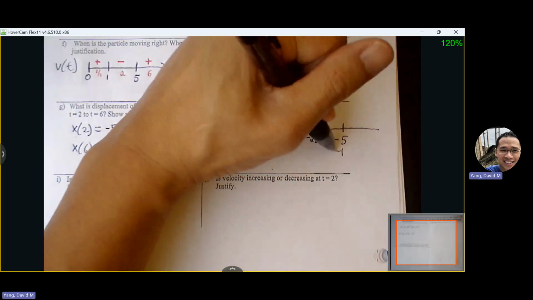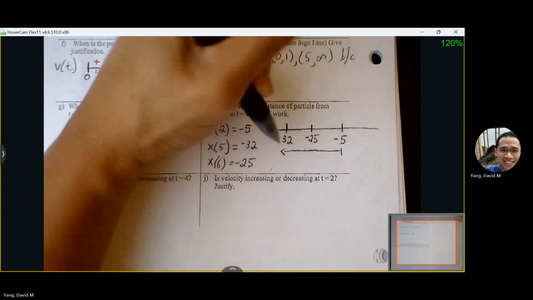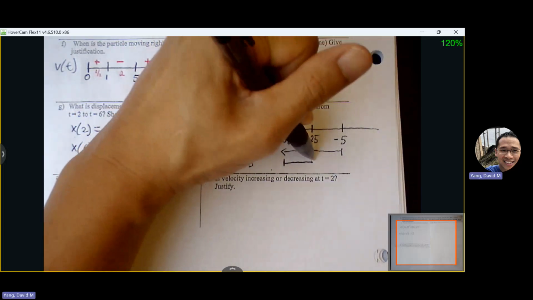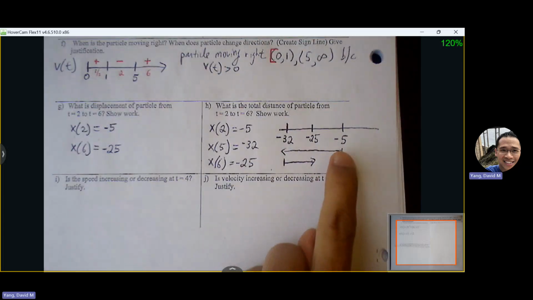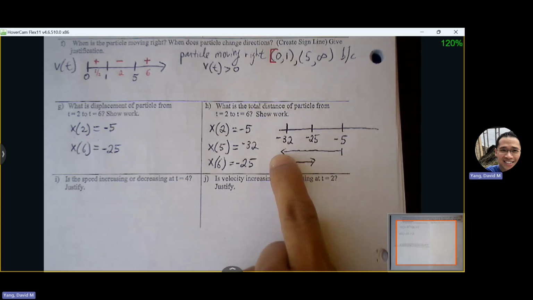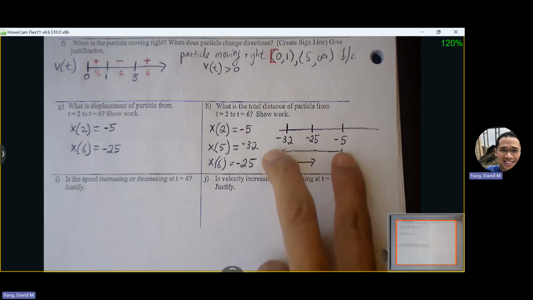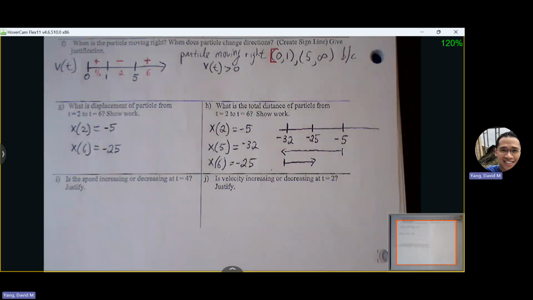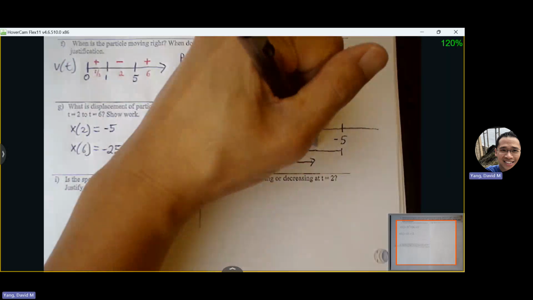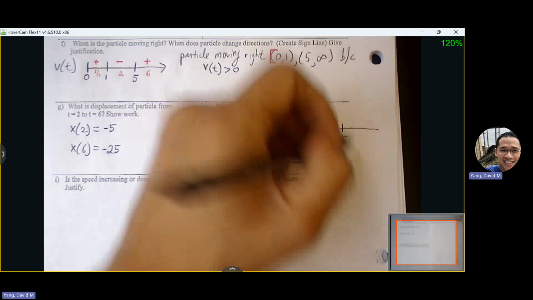So we're starting here, walking here, and then we're turning around and walking back. So just imagine how many steps it is going to take for me to walk from here to here, and then also how many steps it will take for me to walk back to -25. So I just subtract these two numbers to figure out how many steps I've taken. Between -5 and -32, how many steps is that? 27. So you've taken 27 steps to get from here to here.